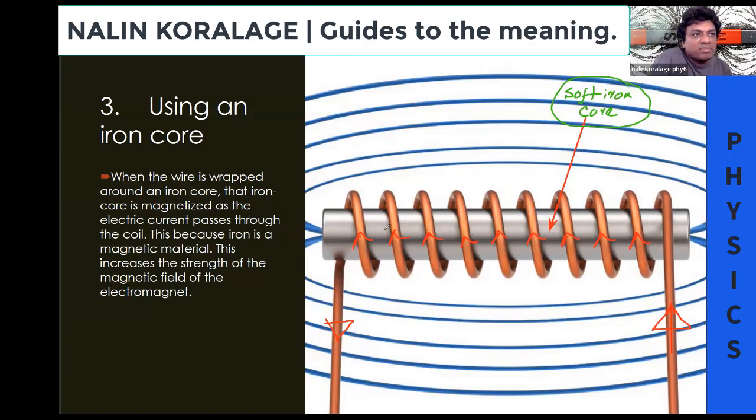Now electric current is going to produce the magnetic field of the electromagnet, that coil. But that electric current produced magnetic field is kind of, we can say, distributed, or kind of scattered. That's the best word.